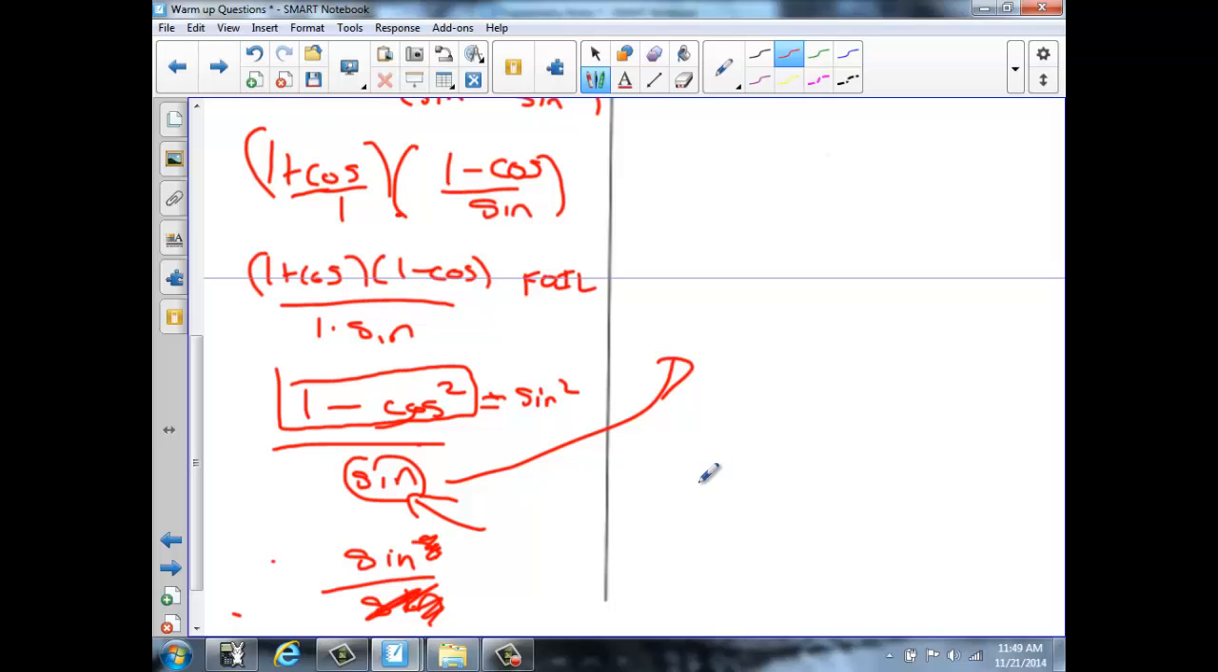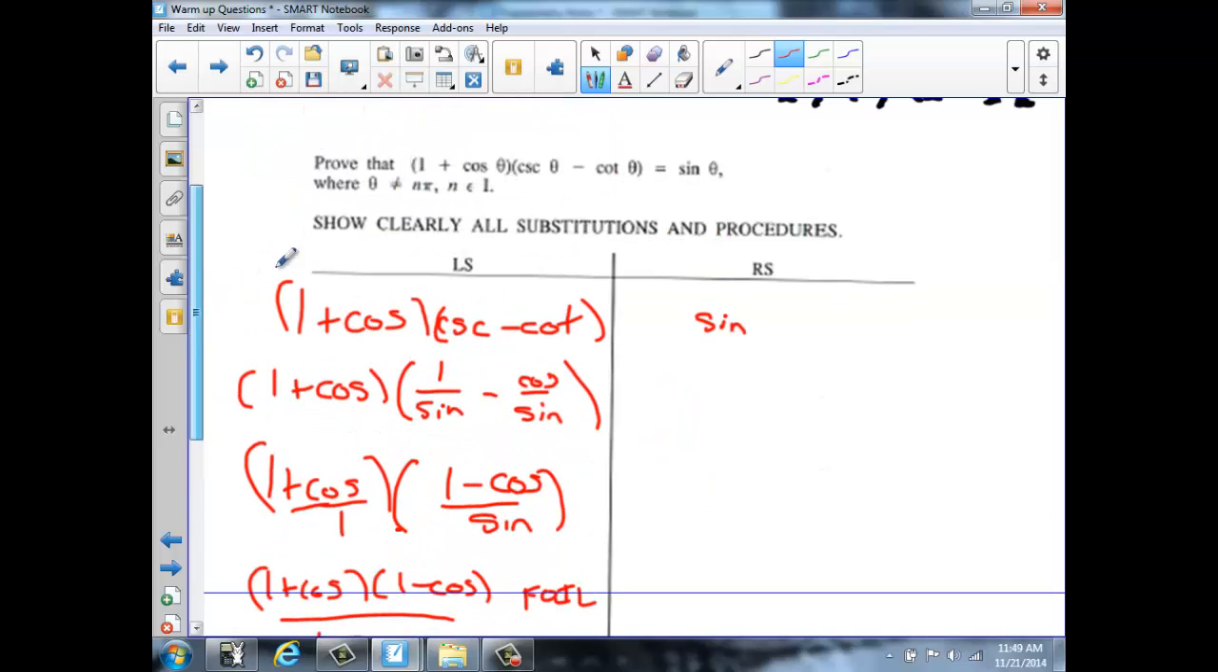But the idea would be that you should be able to work with just this side of the equation and make it equal to this side of the equation. But you can't take something from this side and bring it to the other side. It might work, I'm sure it would work, but we don't consider that to be a proper proof.